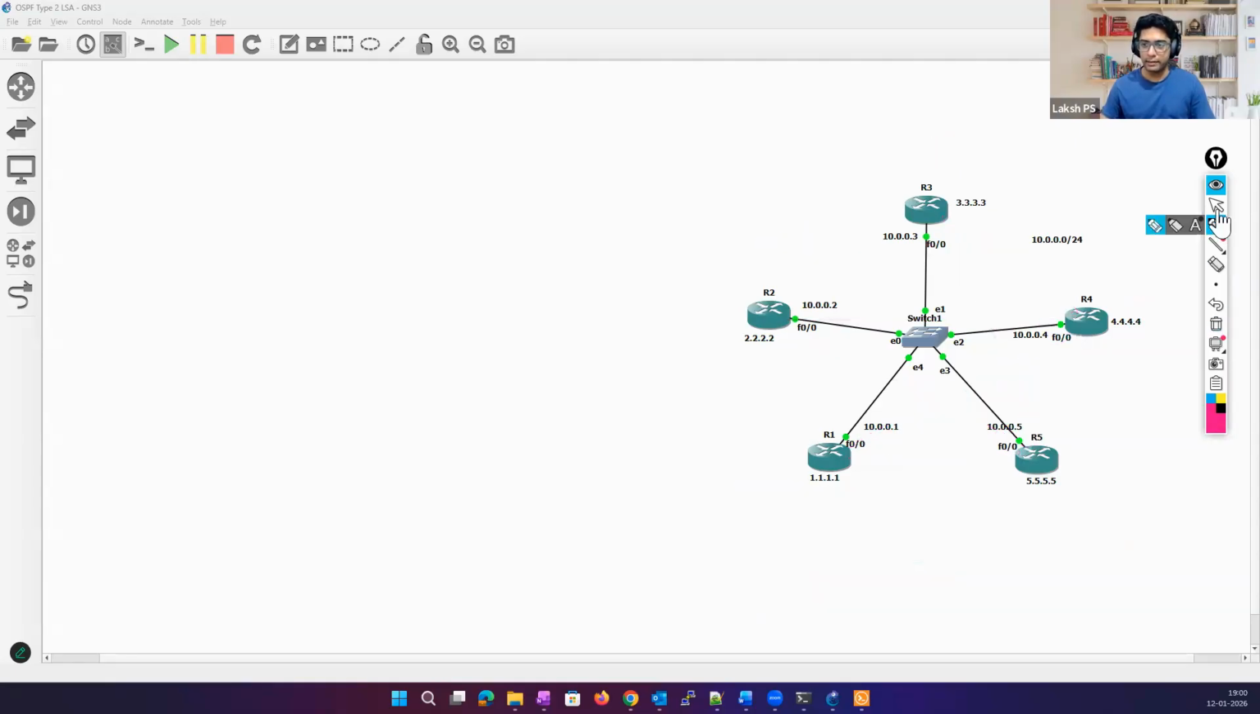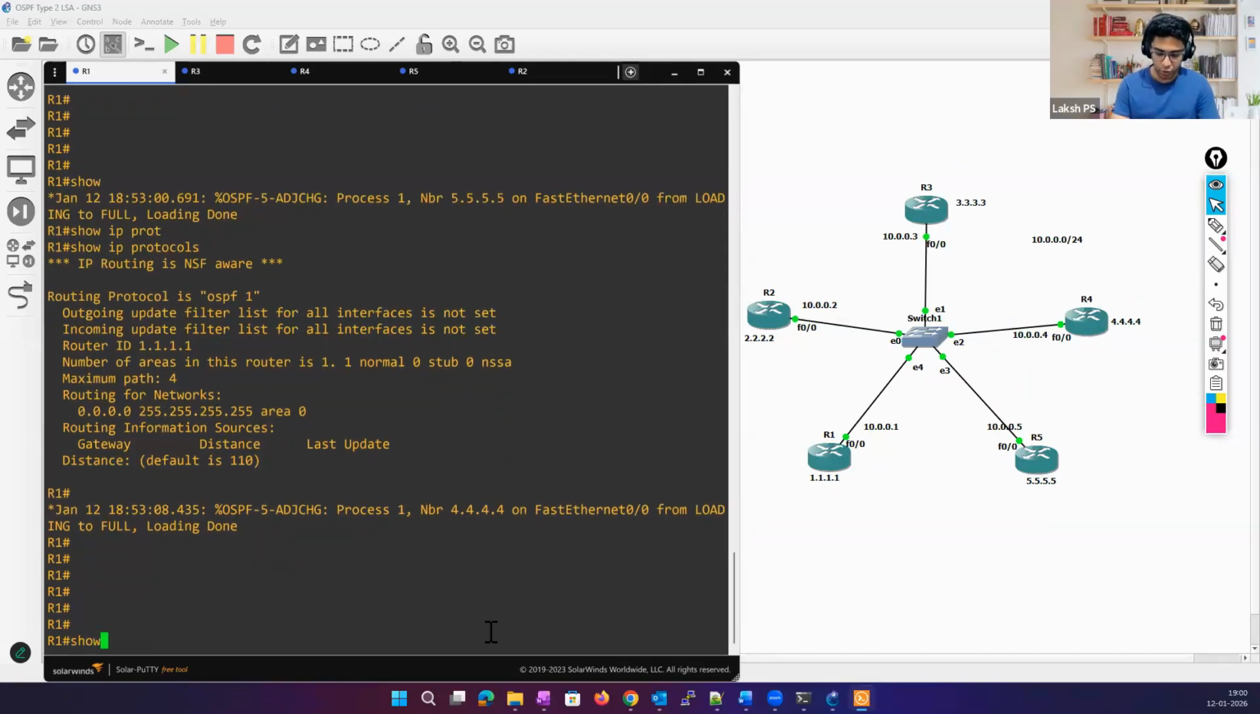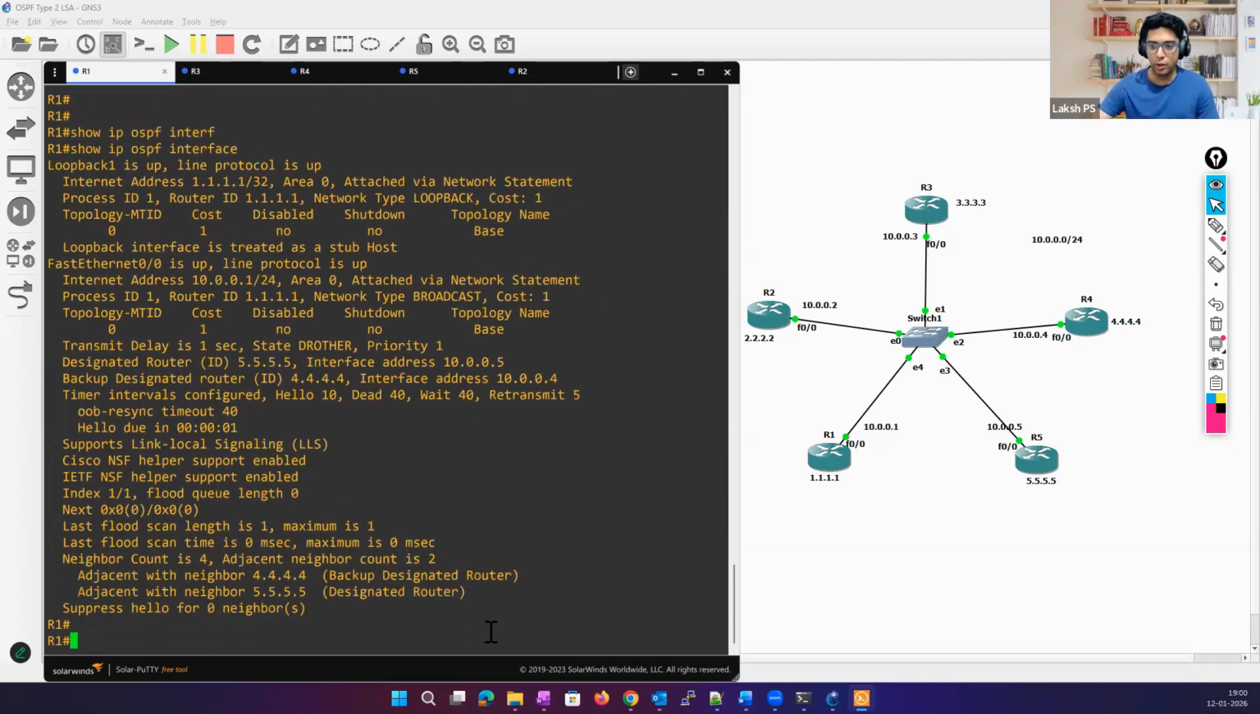Okay, so let's check these things on the routers over here. I have already enabled OSPF on all these routers. I have enabled IP addresses, and I have enabled OSPF on all these routers. The first thing that we discussed in the last class was OSPF considers fast Ethernet interfaces as a broadcast interface. So let's check that. To check that, we will execute the command show ip ospf interface on R1.